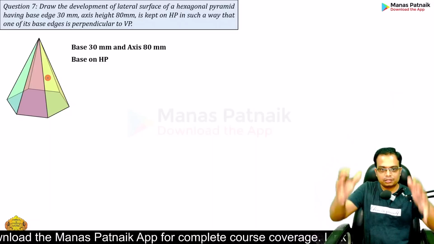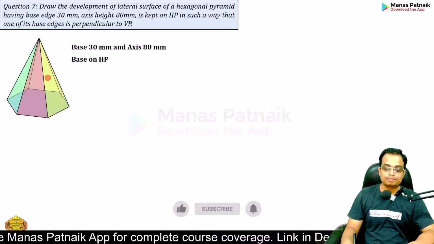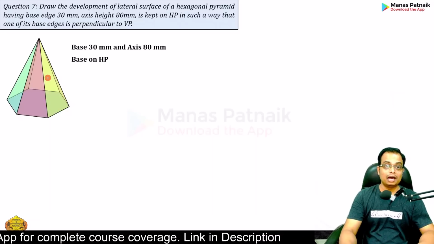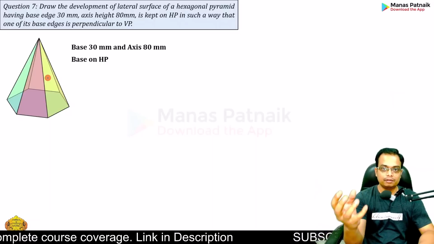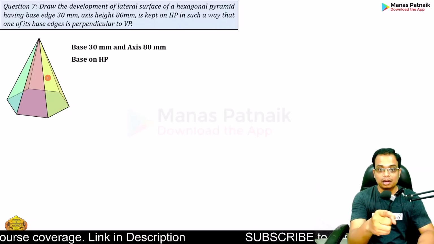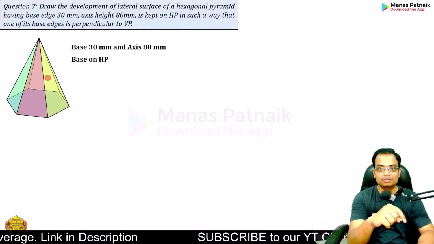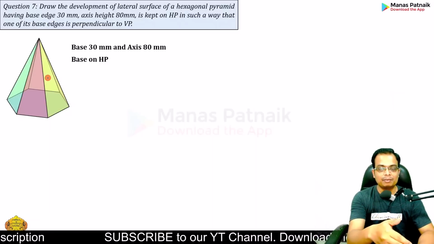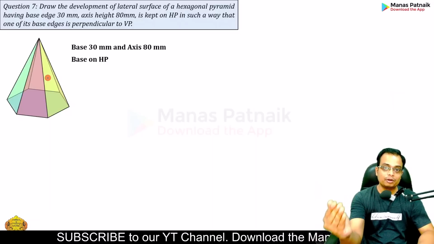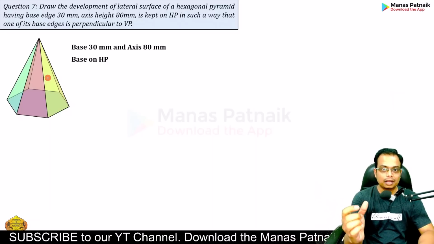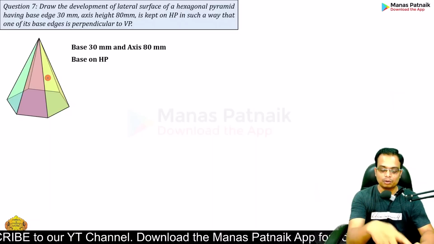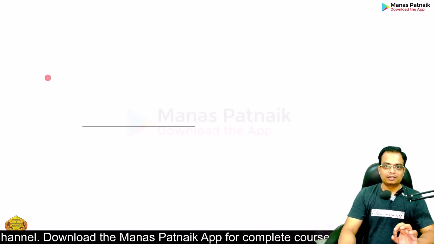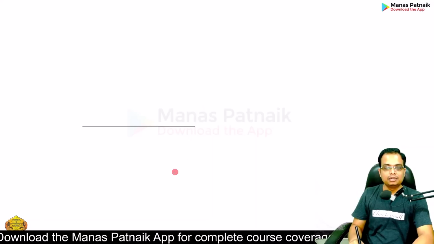All right. Base is on HP, and the one thing that has shocked me, that although it is a question from the topic development of surfaces, there is no cutting plane or section plane involved. It's a very easy question for you. You just need to develop it, right? It's a hexagonal pyramid. Therefore, in the development, there are going to be as many as 6 triangles. So damn easy problem. But still, there is going to be a certain amount of trick which will be revealed in the next few seconds.